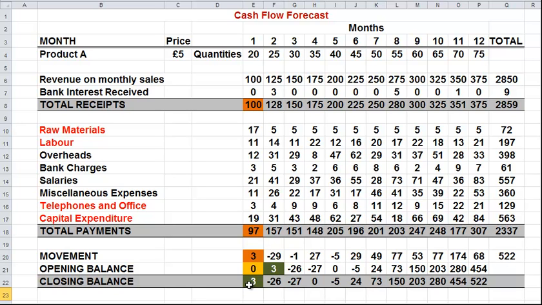You can see that this figure is the same as this one. So our closing figure on the month is our opening figure for the following month. Closing figure minus 26. In the following month, the opening figure is minus 26. Minus 27, minus 27, 0, 0, and so on. So what we've got then is the cash flow statement. We've worked out what the cash flow statement for this business will look like.